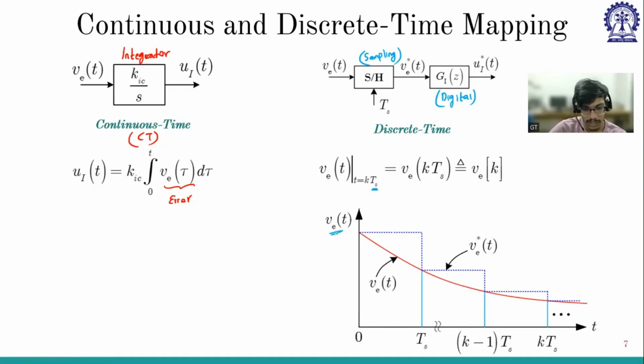If we discuss the sample, we know this is VE of t, and this VE of t is the red curve shown here. We are taking samples in multiples of TS. We take the sample here and hold it, take the sample here and hold it, and so on. So this is VE of k minus 1, and this is VE of k.